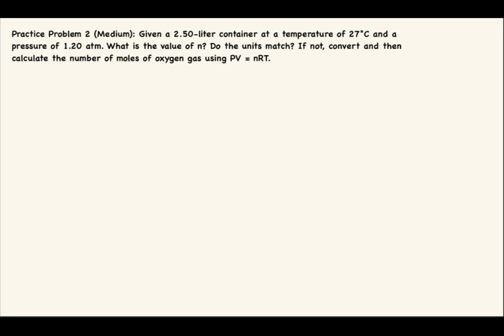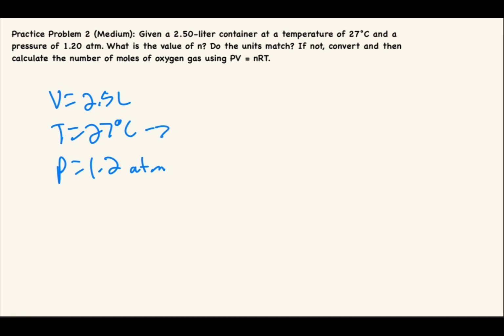So for this one, we'll just start and say, okay, we have a 2.5 liter, so since it's liter, it's going to be our volume. And then we have a temperature of 27 degrees Celsius, and we have a pressure of 1.2 atm. Before we start the actual problem, we need to know, okay, do we have all the correct units? In this scenario, temperature is in Celsius. We need to convert that to Kelvin.